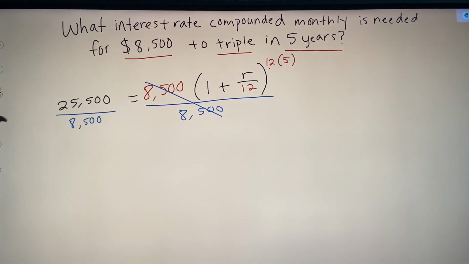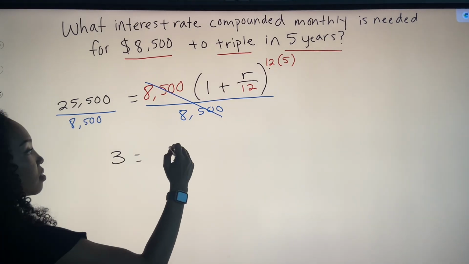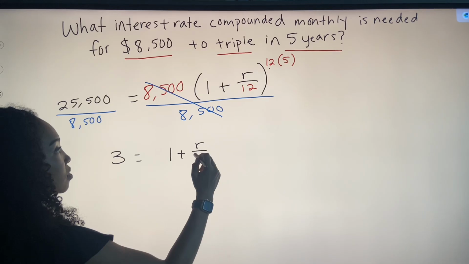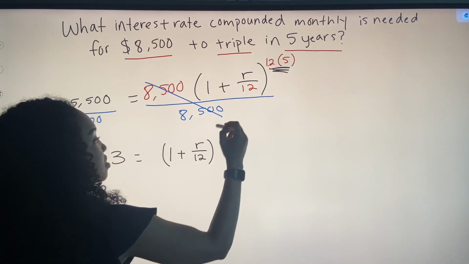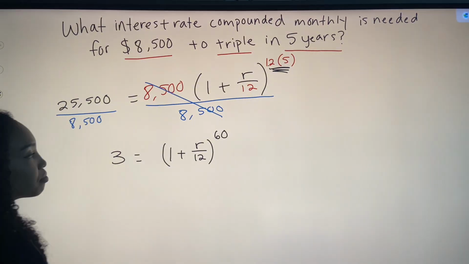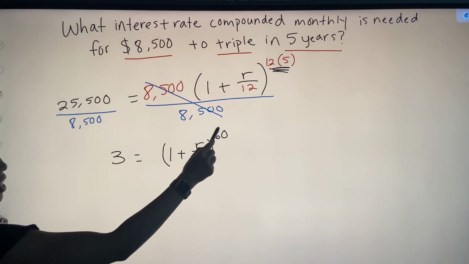And I know that 25,500 divided by 8,500 is 3. And 12 times 5, that's just 60. I'm going to put that as 60. Okay, so we need to get R by itself. Let's get rid of this exponent.